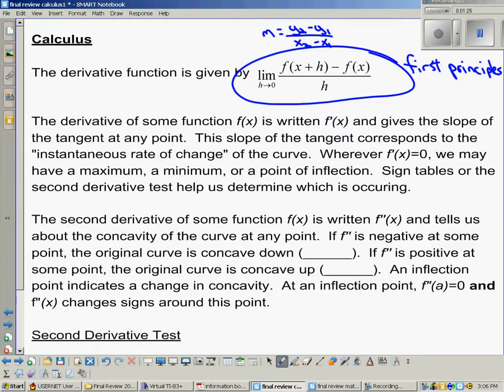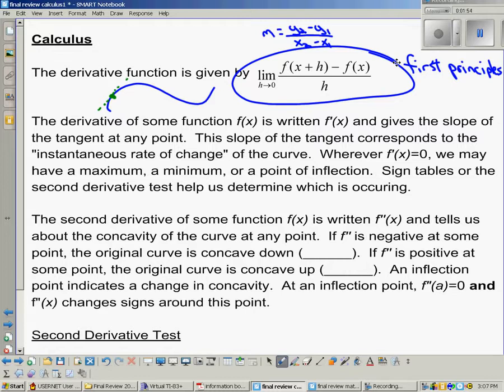The derivative of some function f at x is written f prime at x and gives the slope of the tangent at any point. So if I have a curve like this and I want the tangent, say, right here, that's just how steep the curve is at that point. The slope corresponds to the instantaneous rate of change of the curve. Wherever f prime at x is 0, or the slope is 0, we might have a maximum or a minimum.